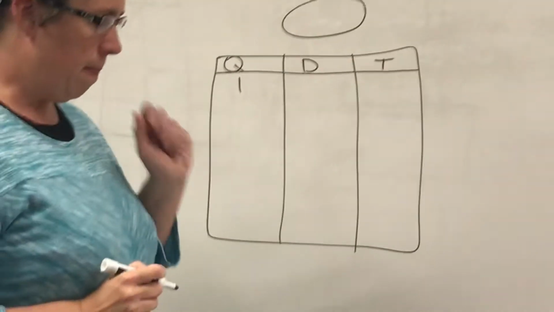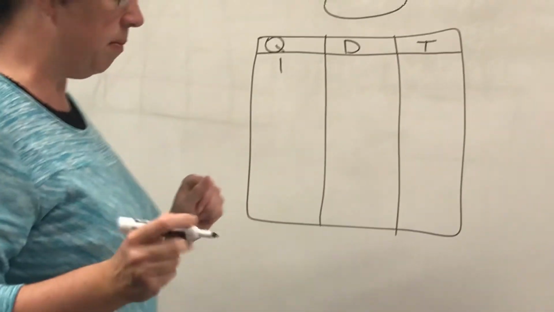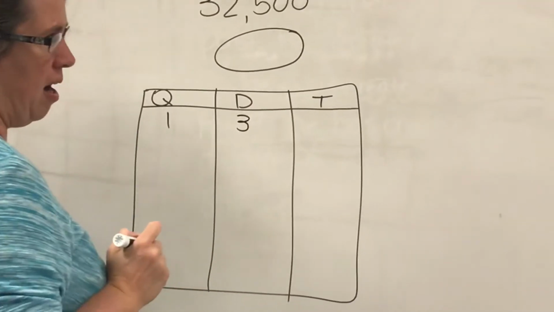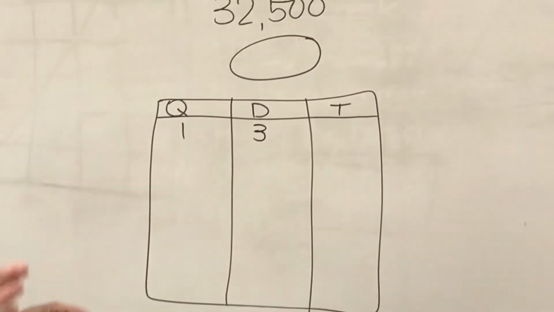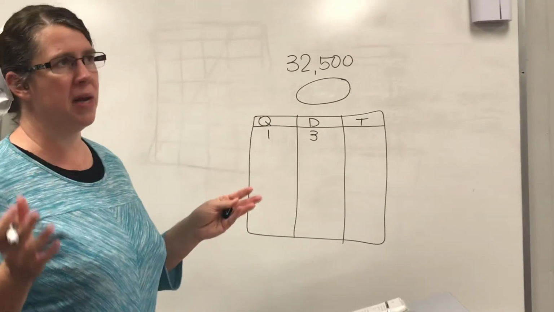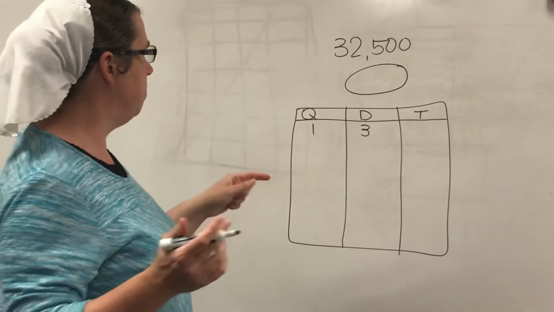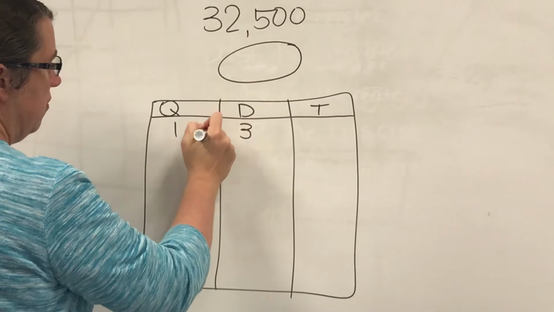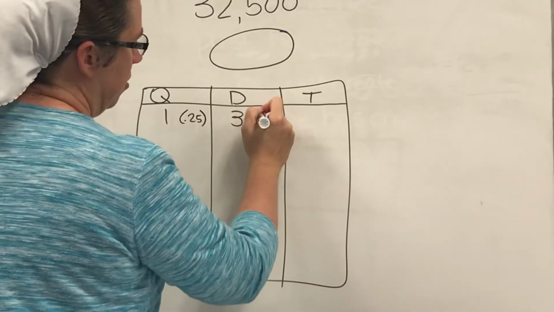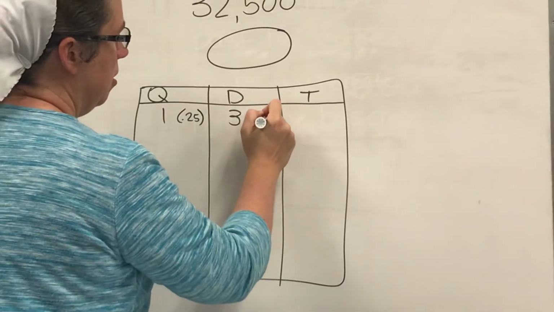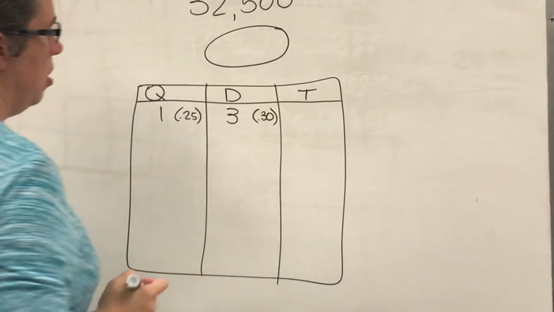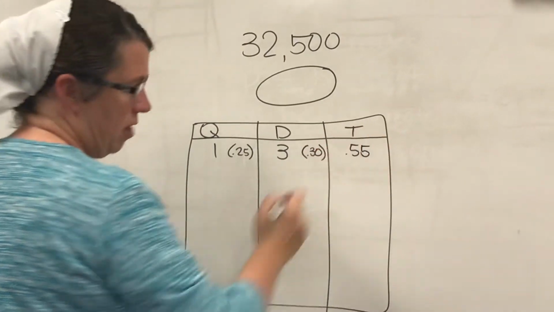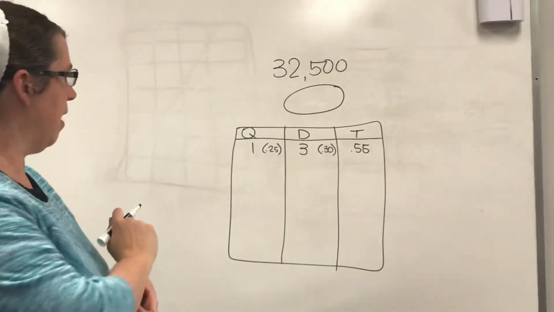It says he has 3 times as many dimes as quarters. So if he's got 1 quarter, that means he has 3 dimes. And the total of that is, you have to think, okay, how much money is a quarter? How much money is a dime? So 1 quarter is 25 cents. And 3 dimes is going to be 30 cents. So his total is going to be 55 cents. Okay, that's in your book. That's how they got that.